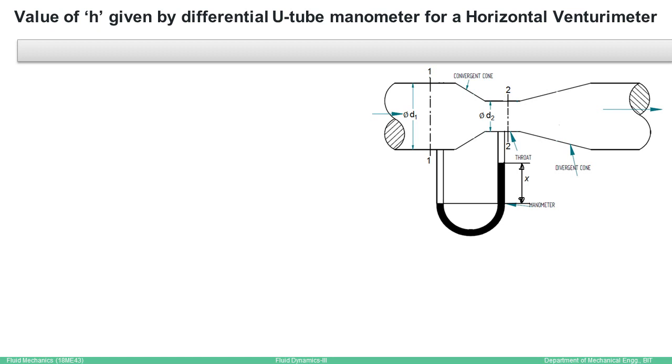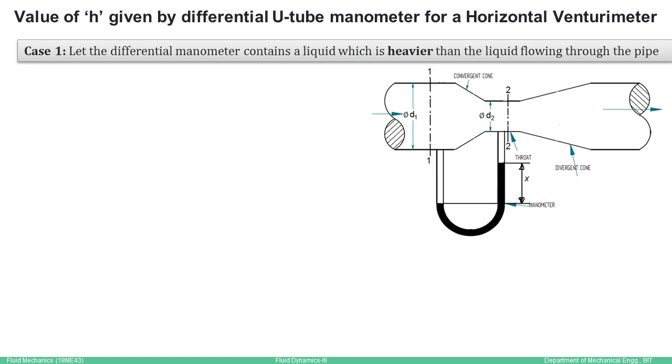There are different ways to find out this h, because it is the only variable in the case of discharge through a venturimeter; that is, Q varies directly with h. In order to find out that h, the difference in pressure head, we have different possibilities. One is a differential manometer, which contains a liquid heavier than the liquid flowing through the pipe. In that case, you can just have a clear look at the sketch.